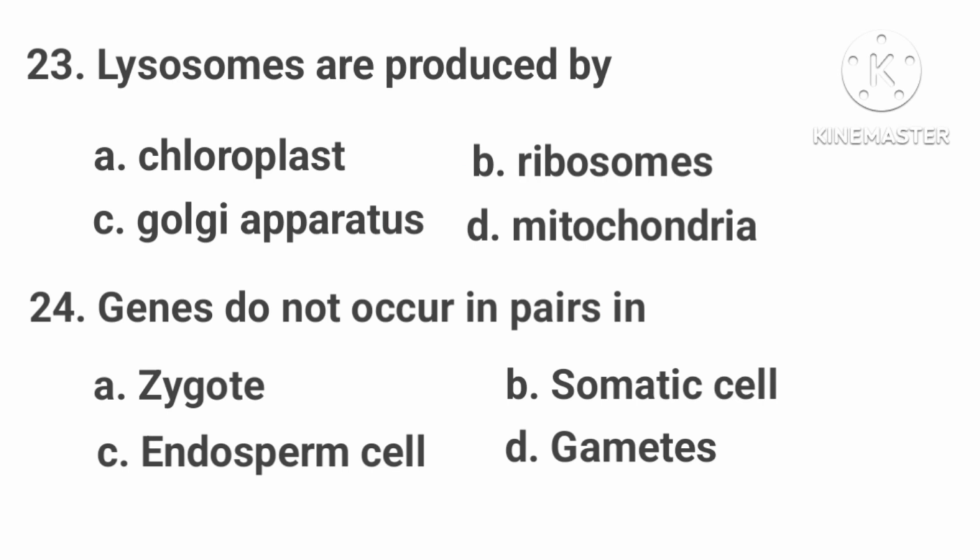Next, genes do not occur in pairs in option A zygote, option B somatic cells, option C endosperm cell, option D gametes. Here, option A, zygote. Genes occur in pairs because it is diploid. Option B, somatic cells. Here also genes occur in pairs because it is diploid. Next, option C, endosperm cells. Genes occur in three groups because it is triploid. Next, option D, gametes. Here genes do not occur in pairs because it is haploid. So the correct answer is gametes.